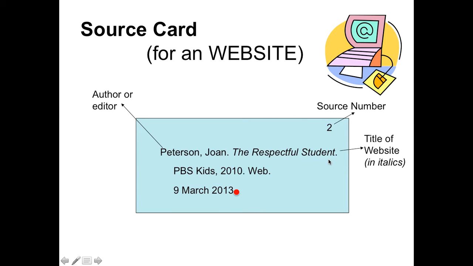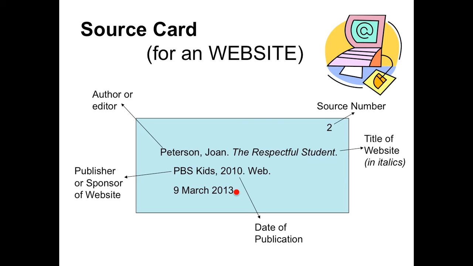After we have our author and editor and then our title of the website written in italics, we have the publisher or sponsor of the website. This you can normally find by scrolling all the way to the bottom. Sometimes your website title might be the same as your publisher. Then after our publisher, we put a comma, and then we put our date of publication. If it says multiple dates or it doesn't have a date, go with the most current year that we're in.